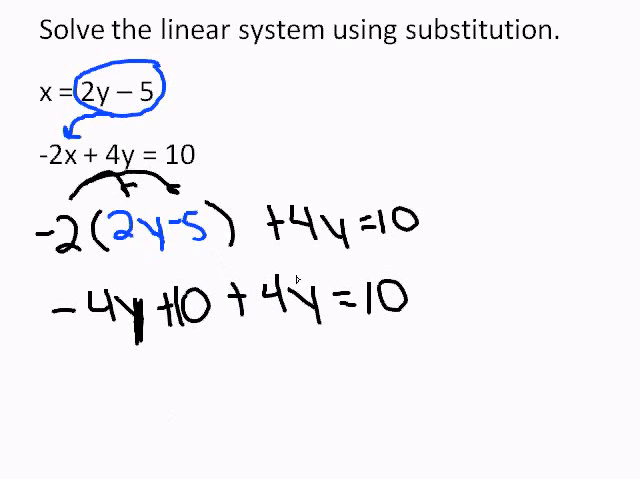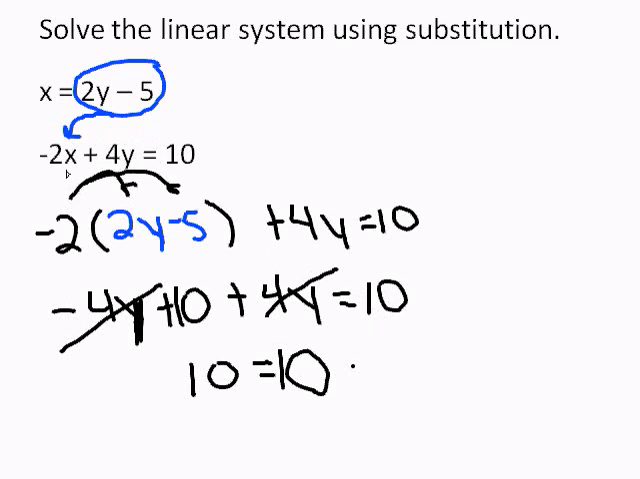I went ahead and solved it out to this point, and I got negative 4y plus 10 plus 4y equals 10. Negative 4y plus 4y, when we combine them, gives us no y's at all, and we're left with 10 is equal to 10. Now, 10 always equals 10. So we're left with a bit of a weird situation here.